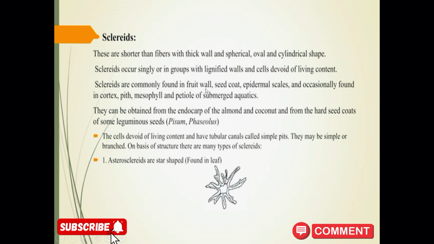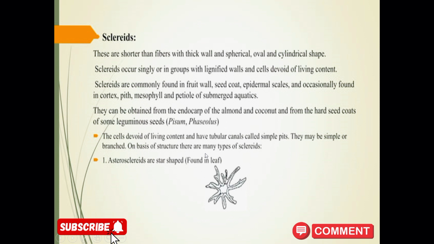When the sclereids are present within the seed coat as well as in the fruit wall of some plants, they are known as stone cells. They can be obtained from the endocarp of almond and coconut and form the hard seed coat of some leguminous plants. As I have told, they are known as stone cells because they are very hard structures. The cells are devoid of living content and have tubular canals called simple pits.